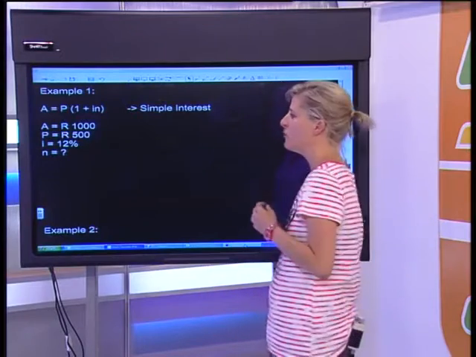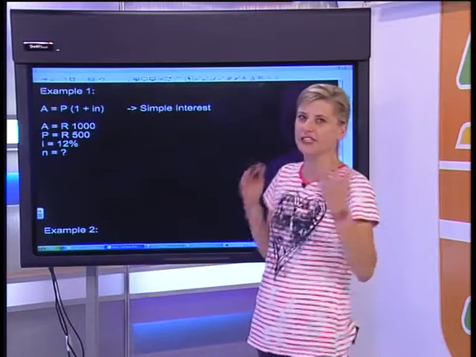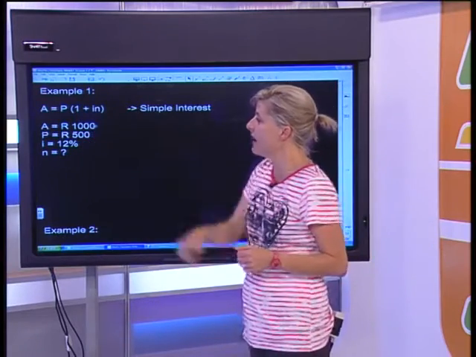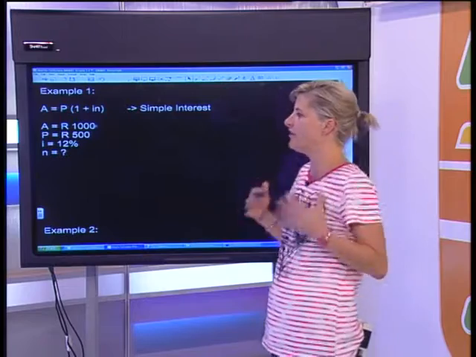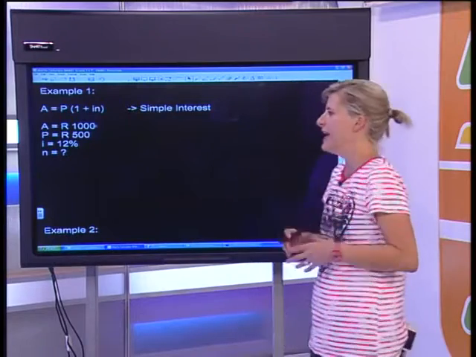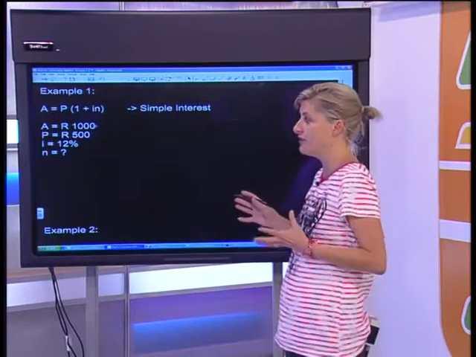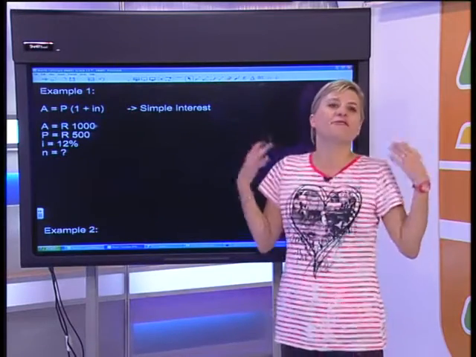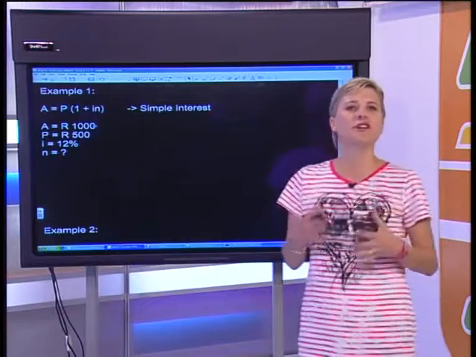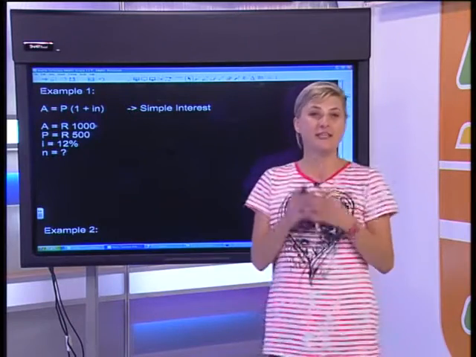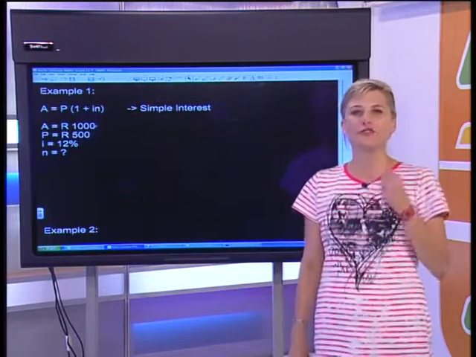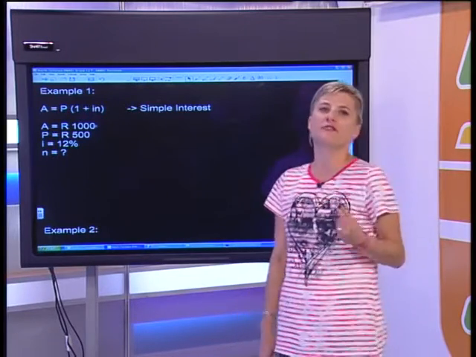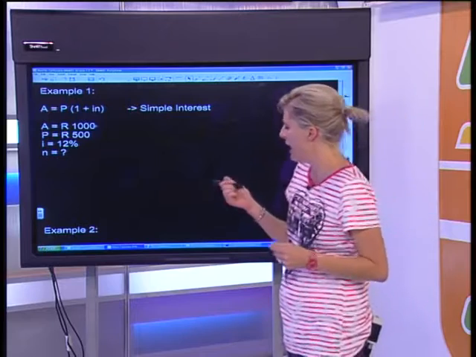It's a relatively simple one. We didn't make a story about it. I just gave you the information as it is. Right, so our end amount is 1,000 Rand. So in the end, after our investment, we end up with 1,000 Rand. Initially, we invested 500 Rand. Our interest rate is 12%. And if the question had a story attached to it, it would have said something along the lines of simple interest. Because remember, guys, we have to clue you in as to which formula you have to use. So the story would have said simple interest, and let's have a look at how we would approach it.